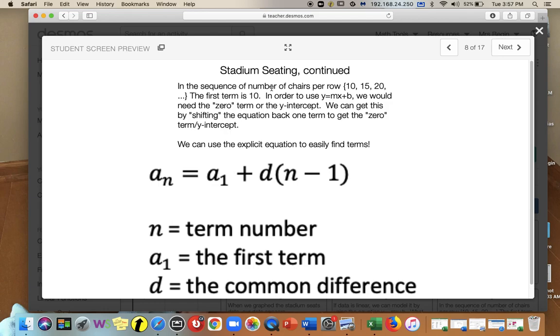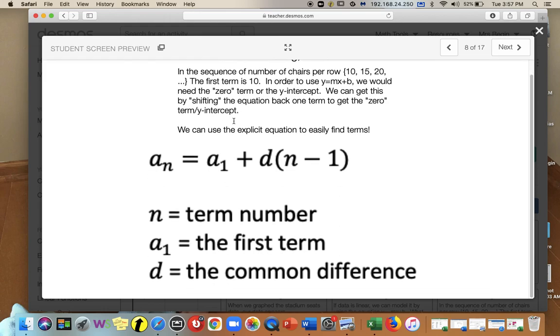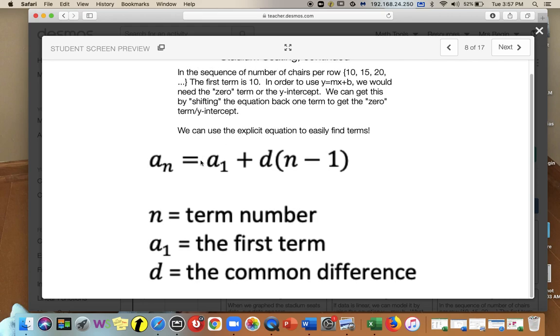So this is in the sequence of number of chairs per row, 10, 15, 20, the first term is 10. In order to use y equals mx plus b, you would need to go backwards or shift it back to find the y-intercept one term. So we need the zero term essentially to find the y-intercept. We can get this by shifting the equation back one term to get the zero term or the y-intercept. And so that's where this equation comes from.